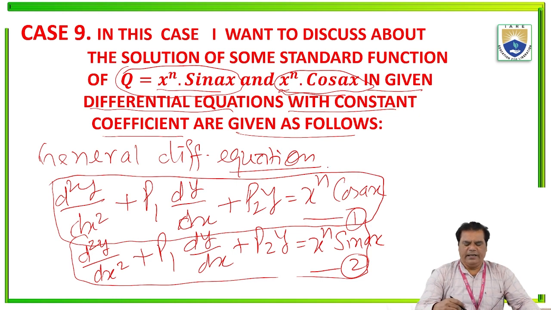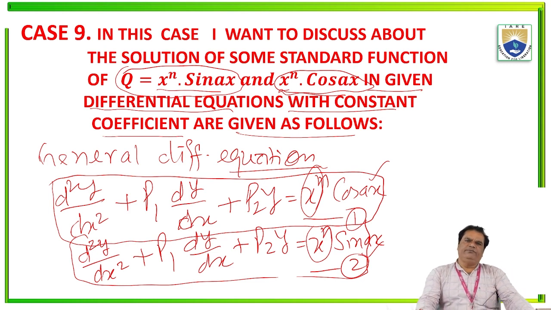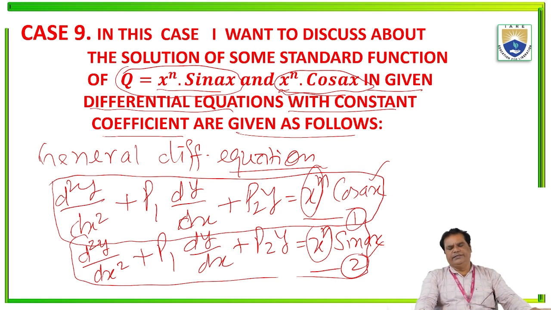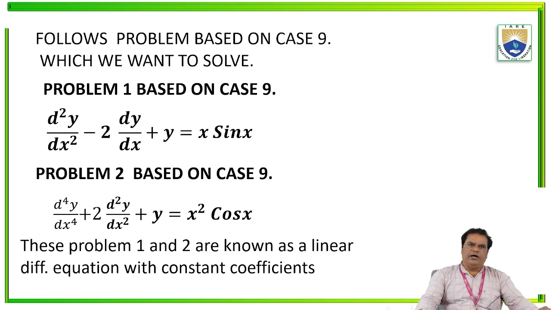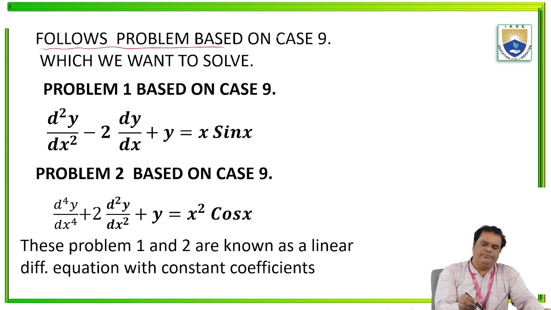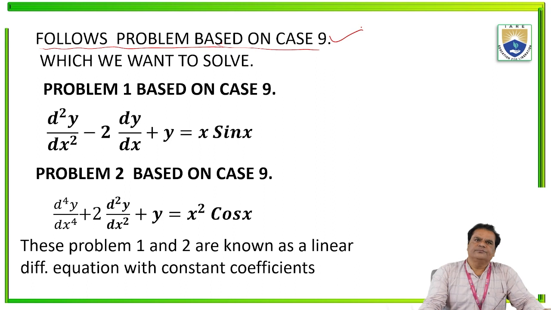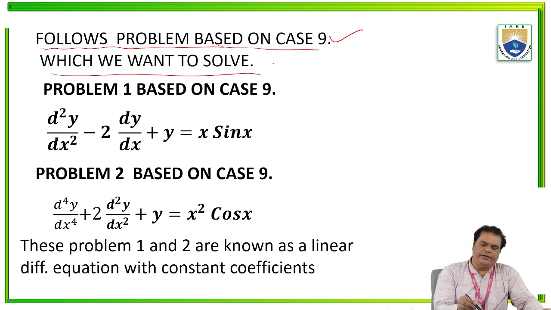In both equations, the algebraic function is common. But in one equation it is cos ax, in the other it is sin ax. So here we want to solve only two problems on case 9: one depends on cos ax and the other depends on sin ax. One by one we discuss the problems in detail. Now the following problems are based on case 9, which we want to solve here.